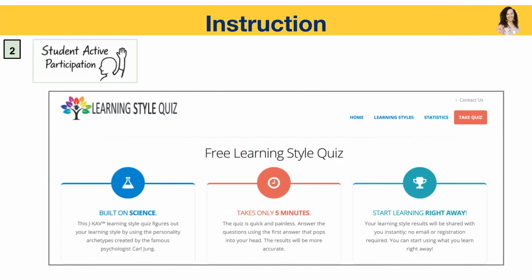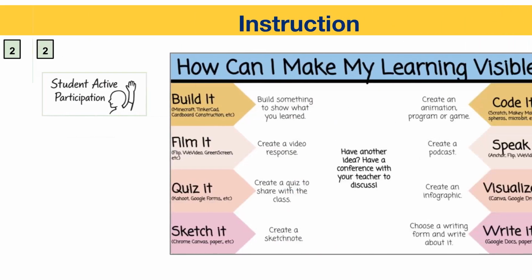Thank you, Whitney. For the second component of the Visible Learning Framework, we focused in on activating our students' engagement and participation in the learning process. A great way to do this would be to first identify how your student learns best. Although demonstrating your learning using the results of a learning style quiz won't be appropriate for all activities, it can give us a great insight into how our student wishes to participate in their learning.